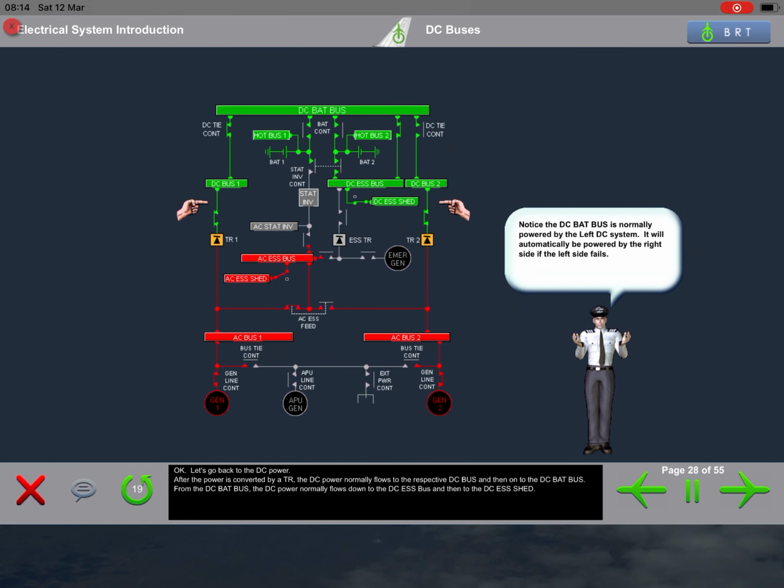Okay, let's go back to the DC power. After the power is converted by a TR, the DC power normally flows to the respective DC bus and then on to the DC battery bus. From the DC battery bus, the DC power normally flows down to the DC Essential bus and then to the DC Essential shed.